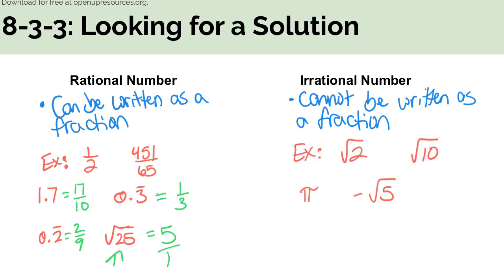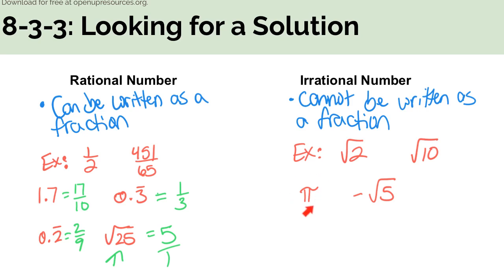Here's some examples of irrational numbers. Square root of 2, which we just saw, we cannot find a number that you multiply by itself to get 2, so the square root of 2 is irrational. The square root of 10 would also be irrational. There's not a nice number that multiplied by itself gets you a 10. If you put these in a calculator, you would get decimals that go on forever without repeating. That's another clue that it's an irrational number.